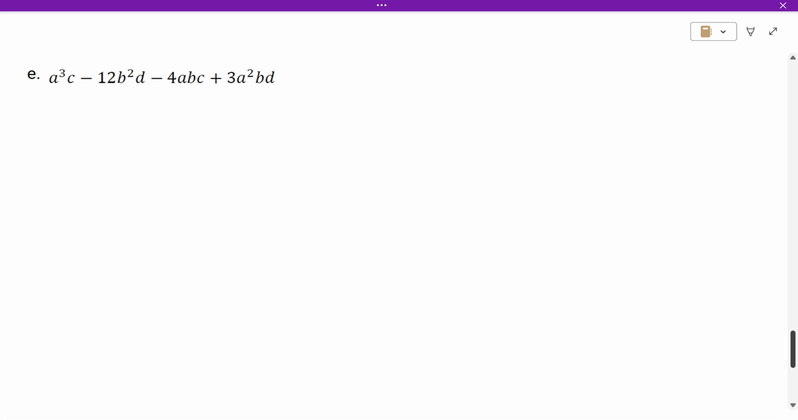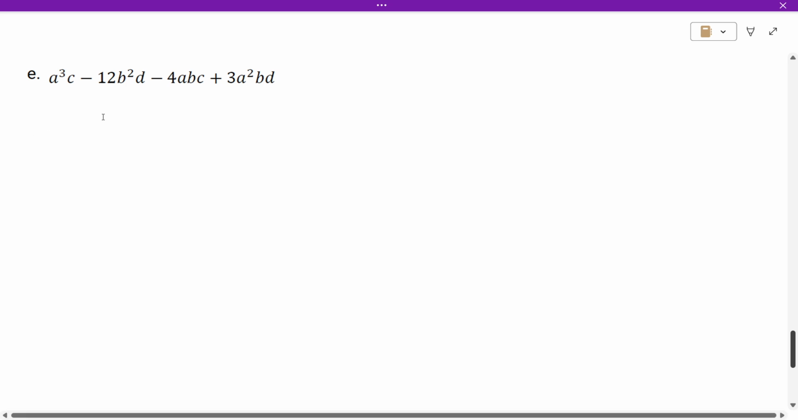Let's have a look at letter E. Alrighty. So in E, we see a lot going on here. There's a lot of different variables. There's a couple of numbers as well. So what did you do? Can we do taking out a common factor? Not exactly, because there's A's in here, but there's also B's, and not all of them have A's and all of them have B's.